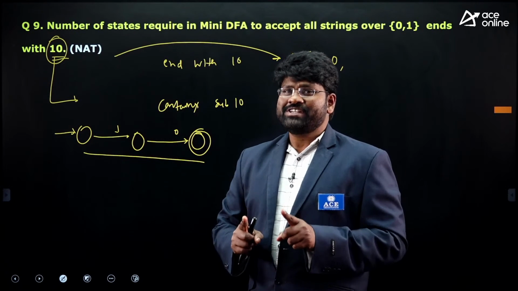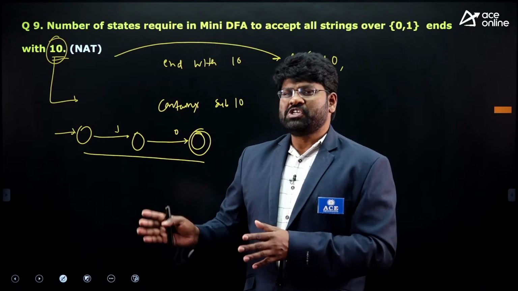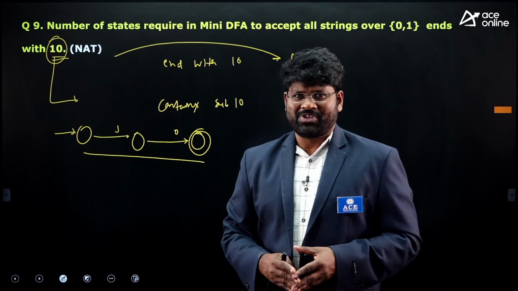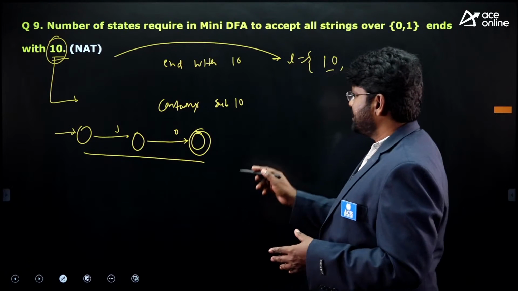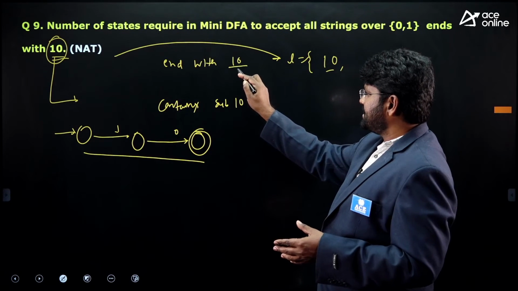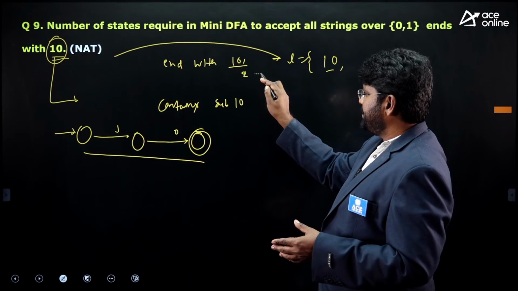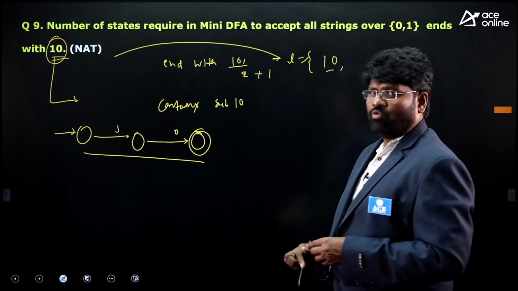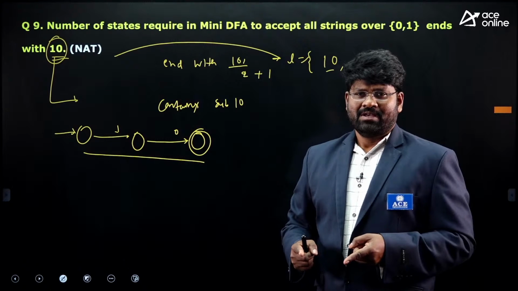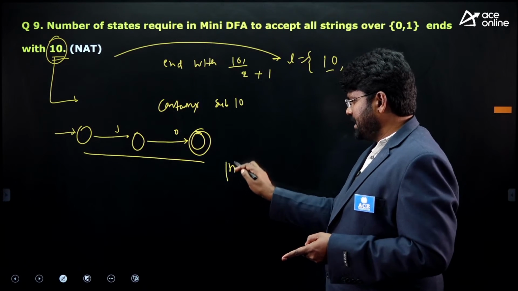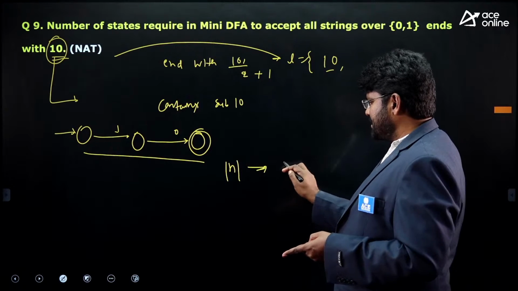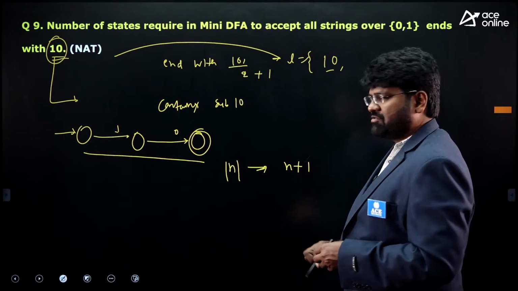Here, standard questions, as I said: ending with 00, containing the substring. For all such questions, your answer is very simple. If the string length is 2, the machine always requires 1 extra state. If there is a substring whose length is n, the corresponding minimum state automaton always requires n plus 1 number of states here.